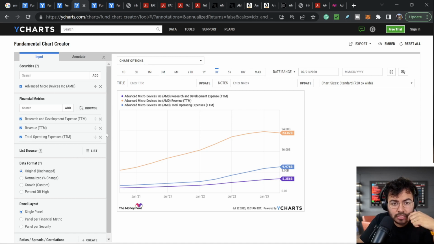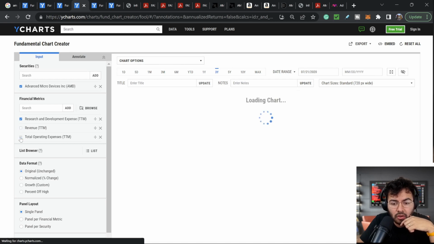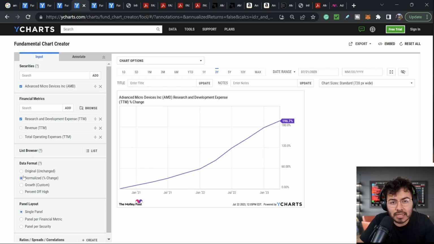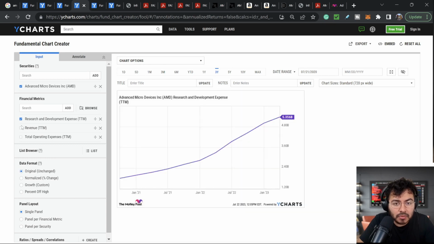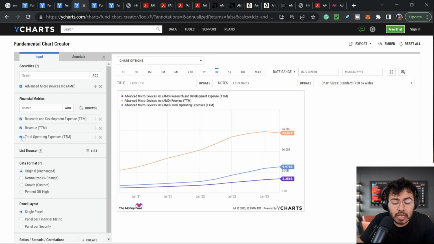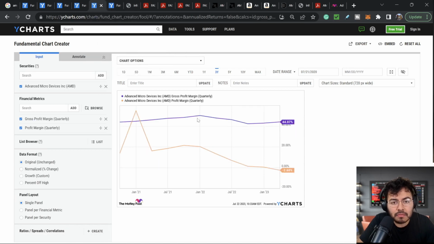If we just look at research and development on its own, let me uncheck all of these. We can see a huge growth, right? If we take a closer look at normalized, it has grown roughly almost 200%, almost 3x in the past 3 years. But then when we take a closer look at revenue, you can see the huge difference there. Sure, we can continue to see this research and development increase as long as you continue to get some leading products.